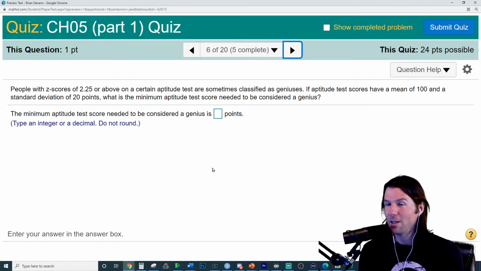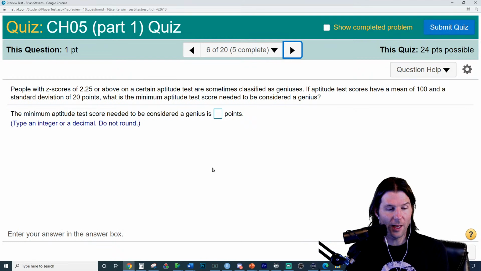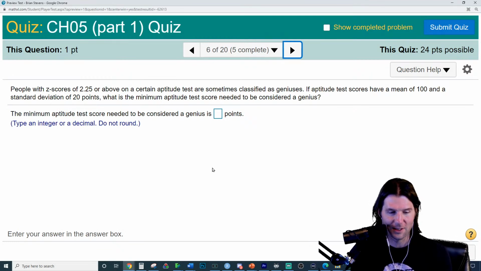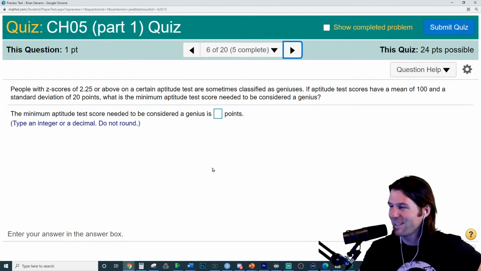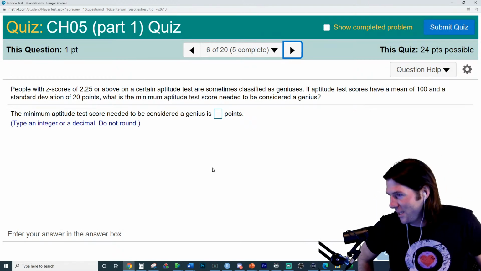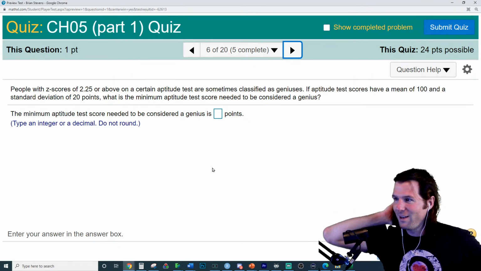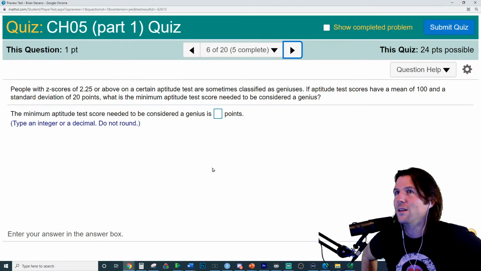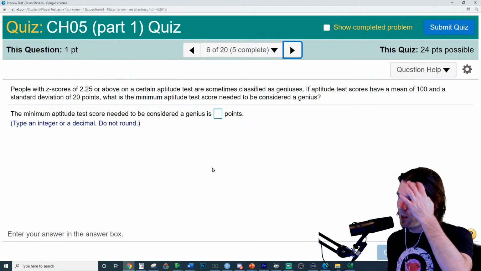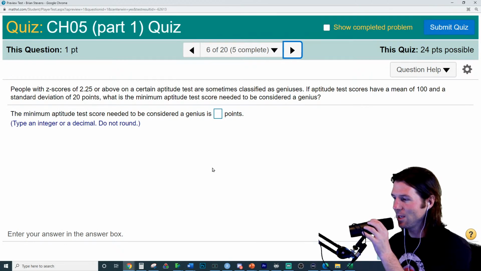Still proud of you. So people with z-scores of 2.25 or above on a certain aptitude test are sometimes classified as geniuses. I have a high standard for what I call genius. I don't know. I think I've met 2 or 3 people I'd classify as geniuses in my life. Thank you so much, Addie, right there.